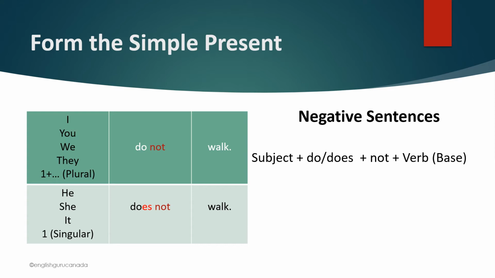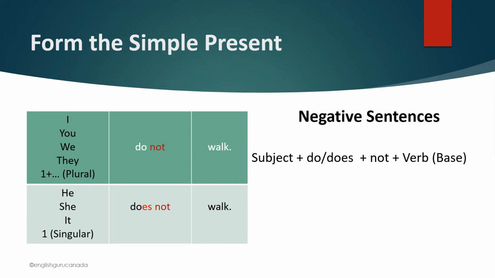So again, I have I, you, we, they, and a plural subject, and this would be do not, and then we have walk. So I do not walk. You do not walk. We do not walk. Now, not would of course remain the same in every case. The thing that is going to change over here is do and does, and this would again follow the same rule as in the positive sentence of whether you are going to be using an S, ES, or whether you're not going to use it.